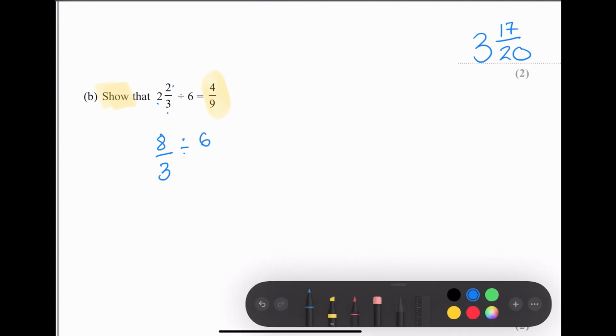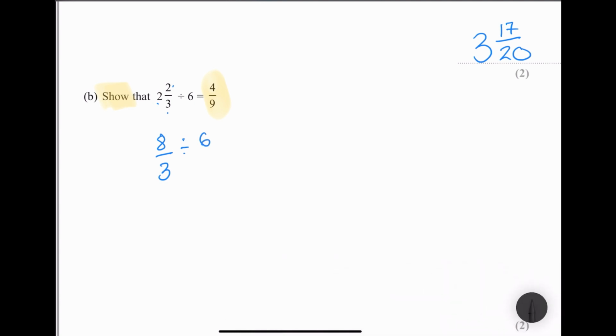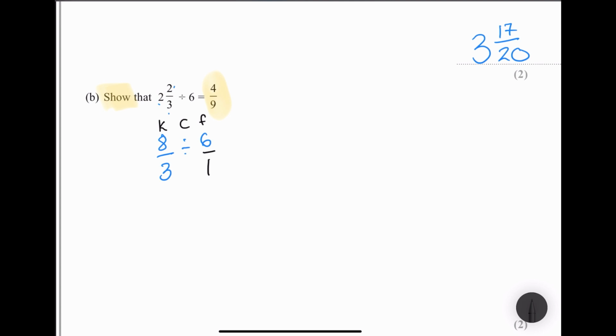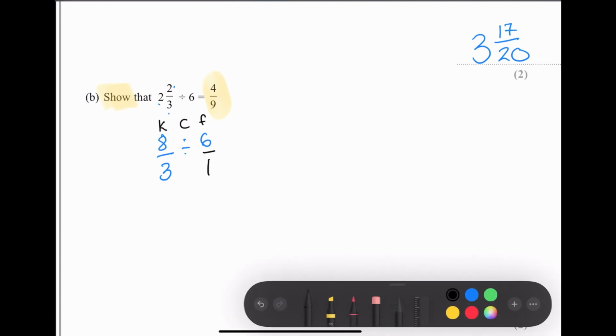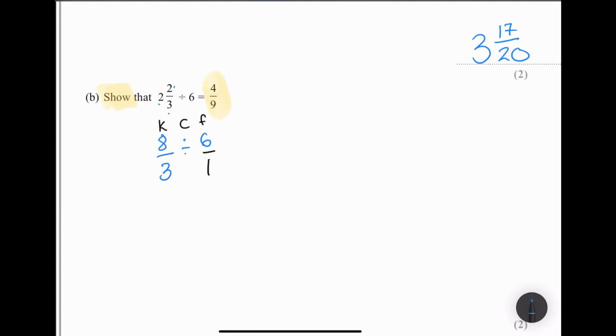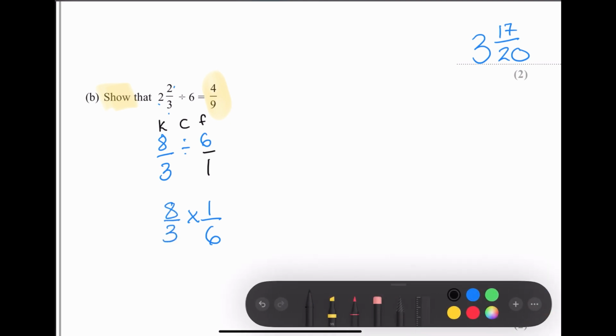With division, a neat little trick: we want to keep the first fraction, I'm going to change the dividing sign into a times sign, and we're going to flip the second fraction. Now, 6 isn't currently a fraction, but I can think of that as 6 over 1, and it'll make it easier for me to do. So flipping the 6 over 1 gives me 1 over 6. Changing the divide to a times gives me a multiplication sign. Keep the 8/3 exactly as it is, and that's what I'm doing.